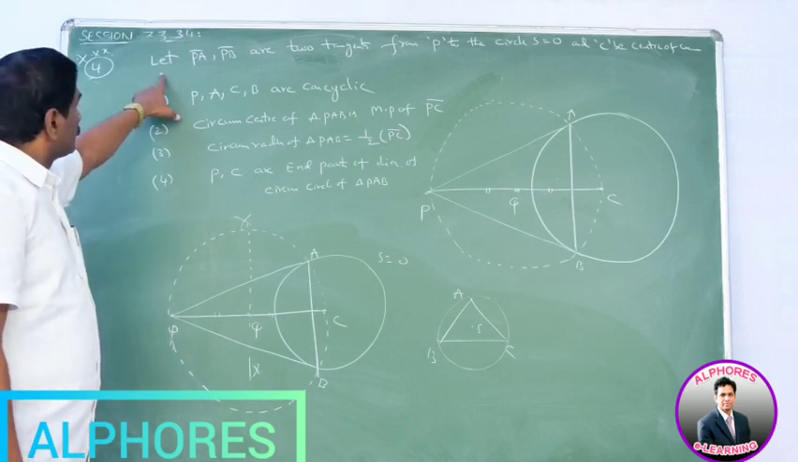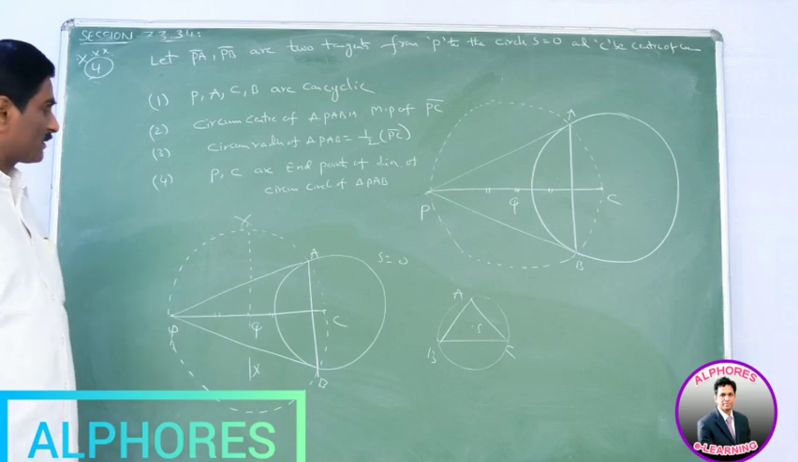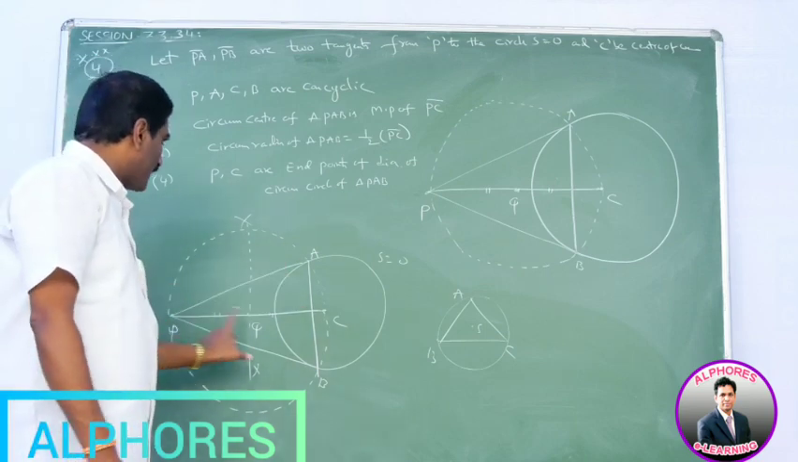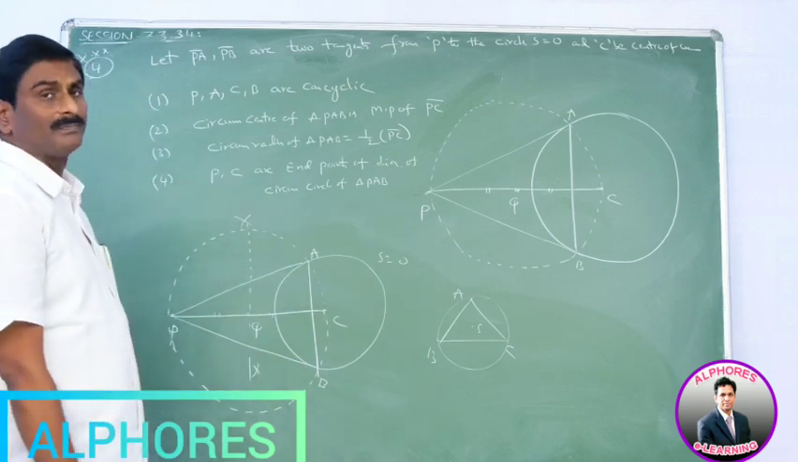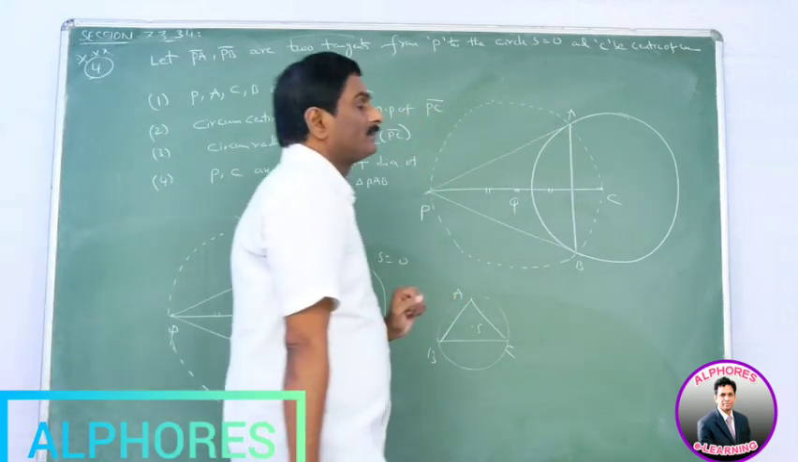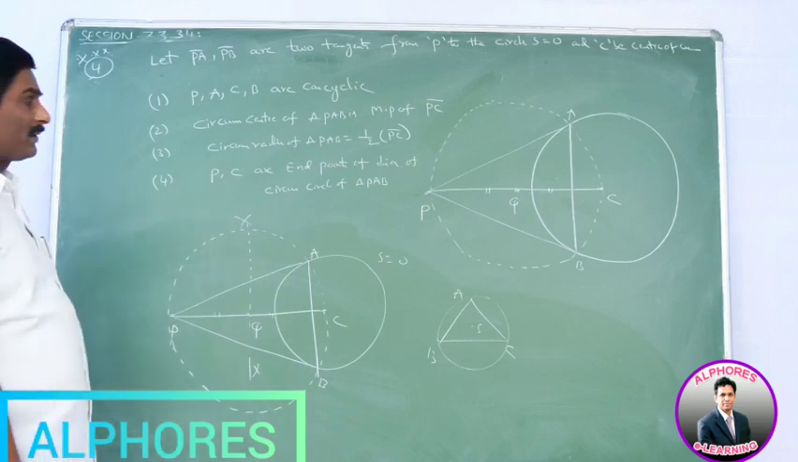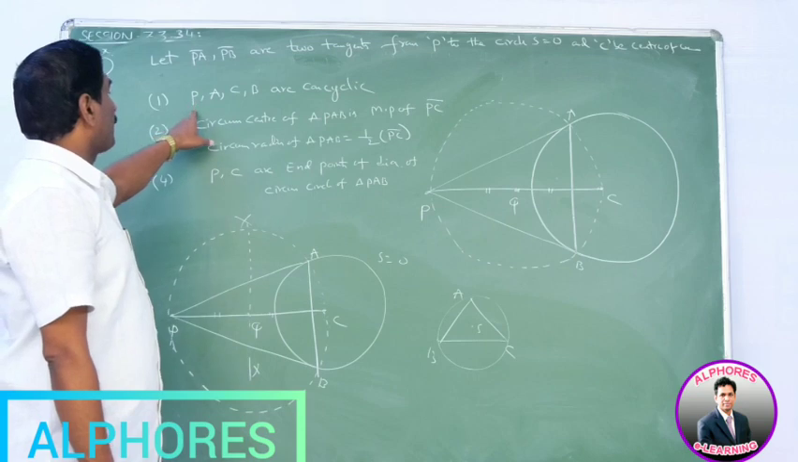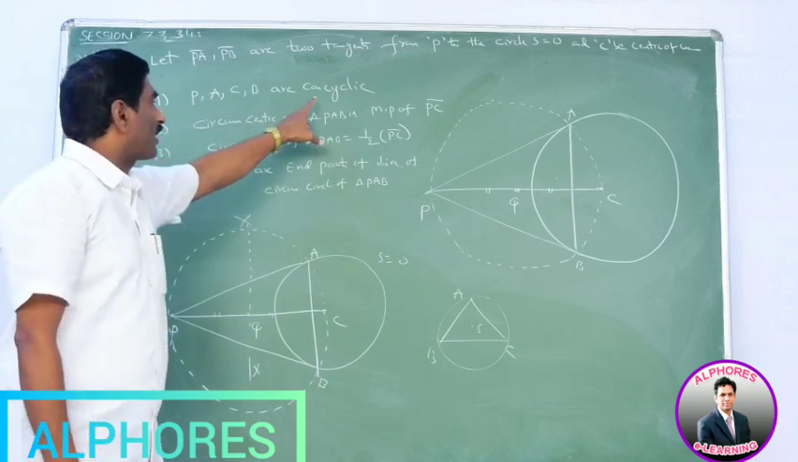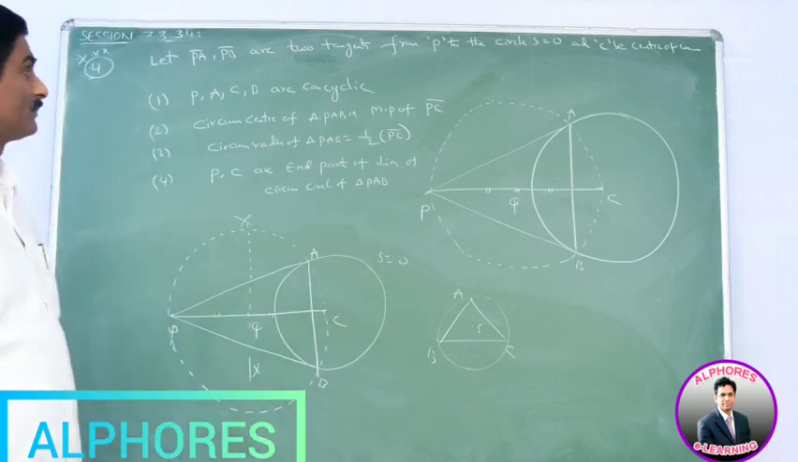First statement. Let PA, PB be two tangents from P to the circle S equal to 0, and let C be the center of the circle. First point: P, A, C, B are concyclic. That means they lie on the same circle.